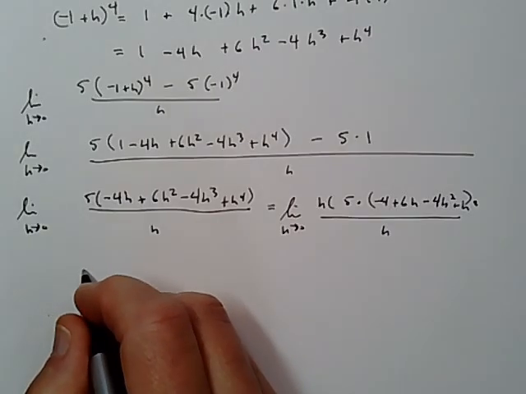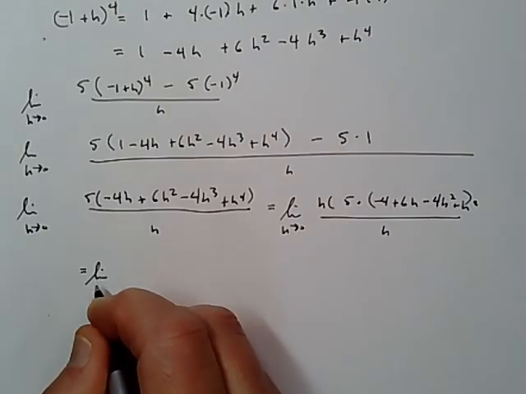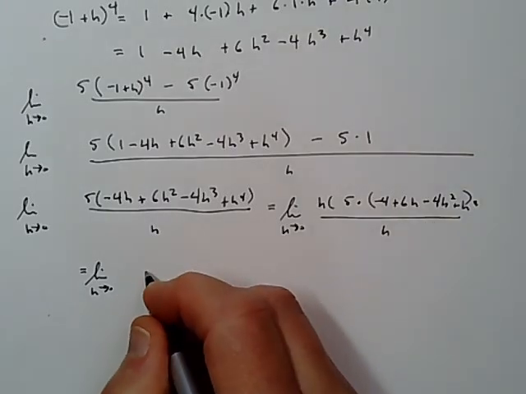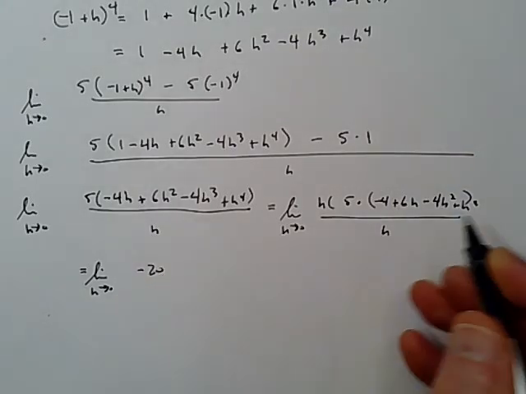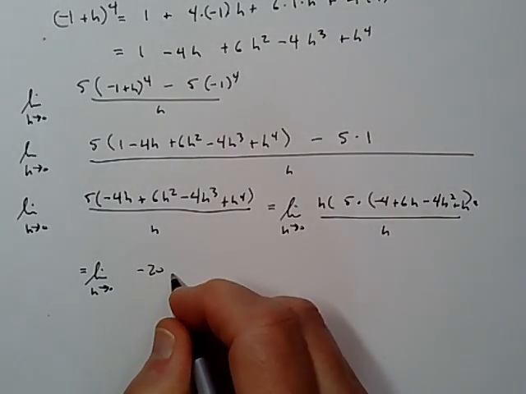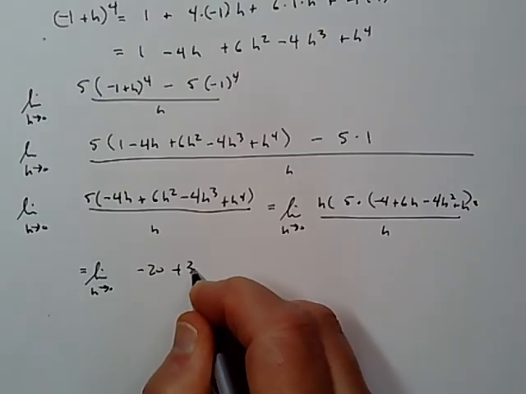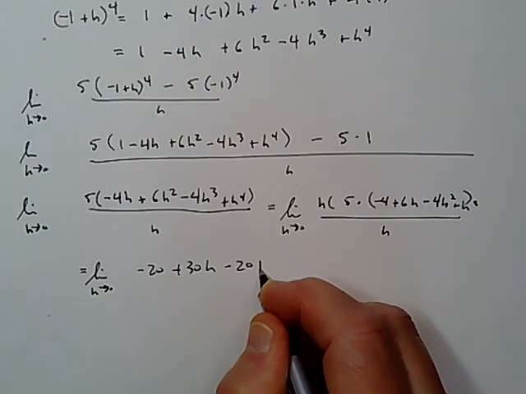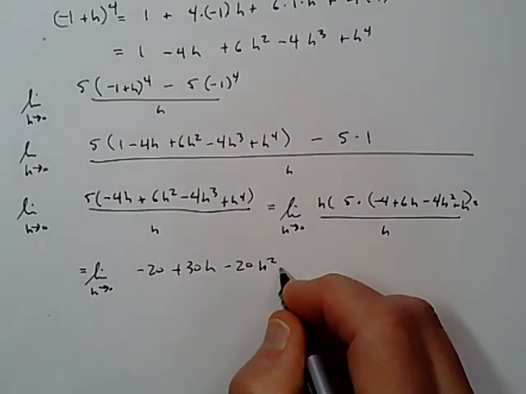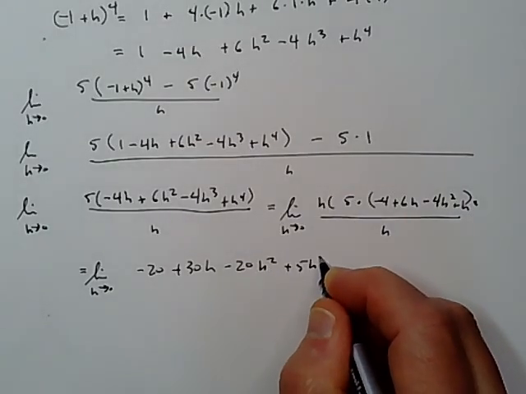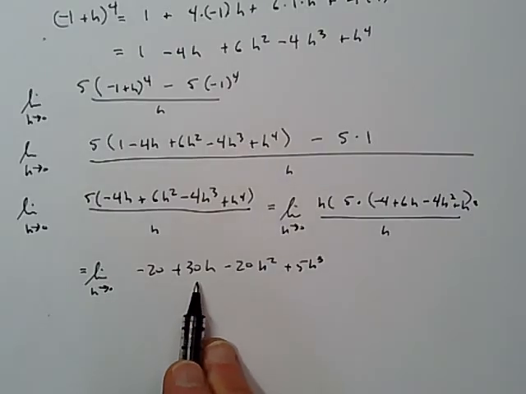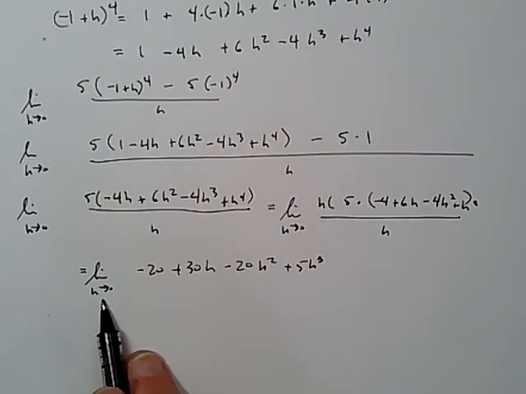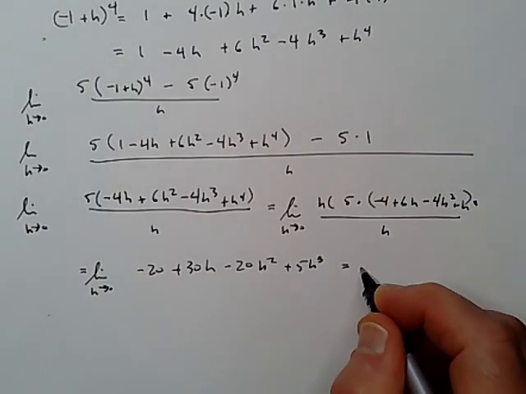Cancel the h's, and what's left is the limit as h goes to 0 of 5 times minus 4, so that's minus 20. And then just multiply through here. 5 times 6 is 30. 5 times 4 is minus 20. And a 5. Of course, all of these terms that have h's in them, when we plug in h equals 0, just disappear, and we end up with minus 20.